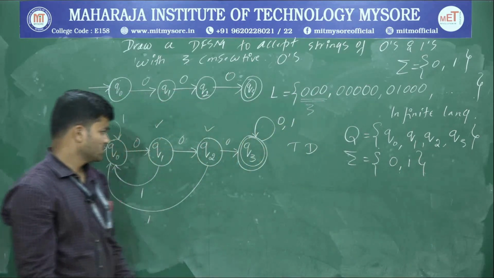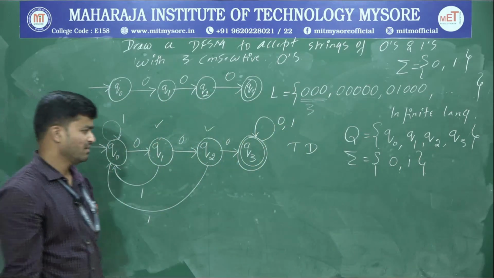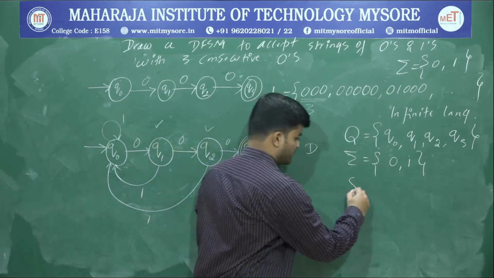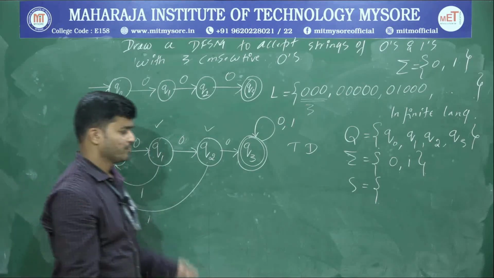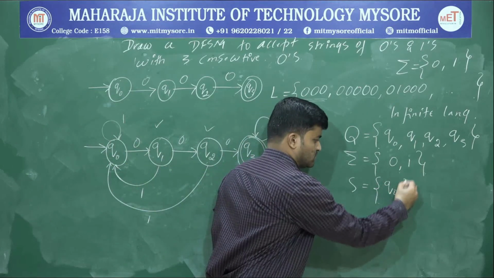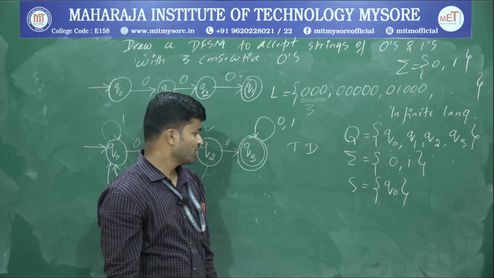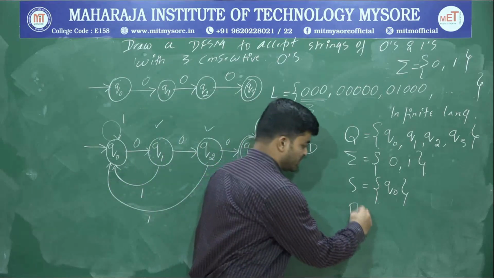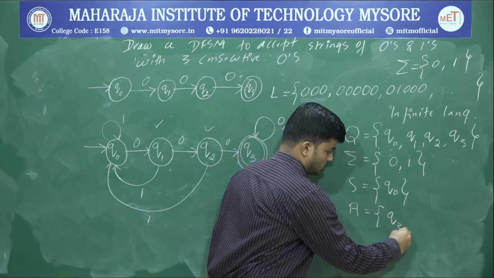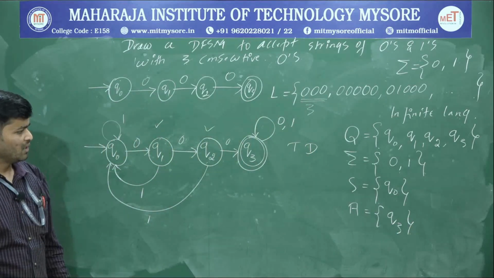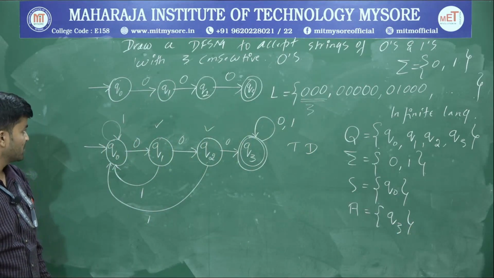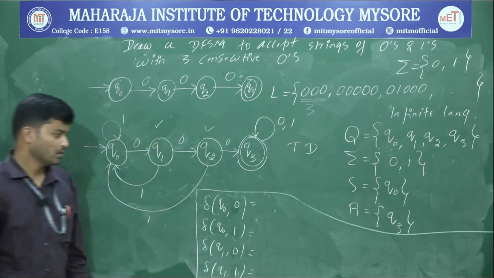Okay. So what are the remaining tuples? Delta I will write at the end. So what's the start state? Start state is Q0, and what about the accepting state? Accepting state is Q3. And what's the last tuple? Last tuple is the transition function.